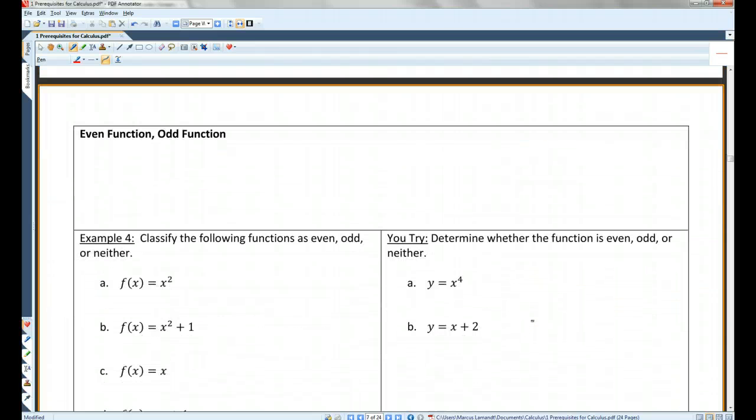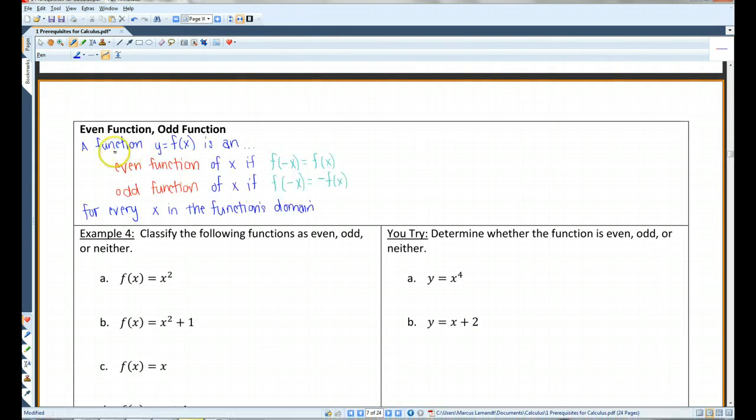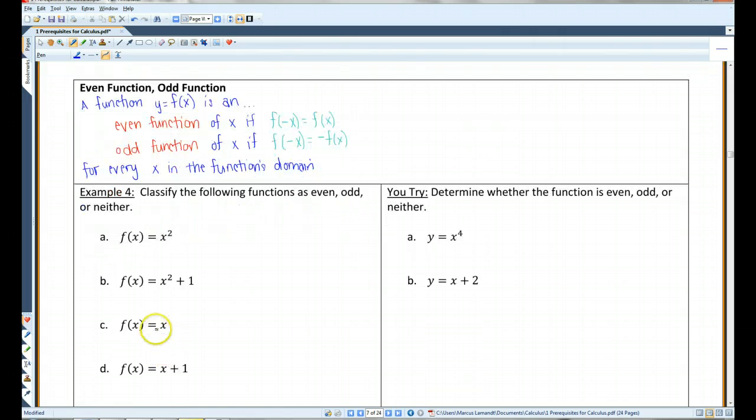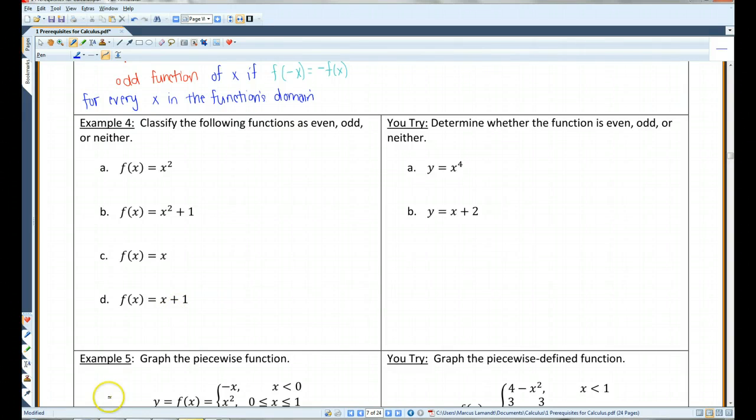Alright, even and odd functions. A function y equals f of x is an even function of x if f of negative x equals f of x. It's an odd function of x if f of negative x equals negative f of x for every x in the function's domain. So, for example, for each of these, we're going to test algebraically whether or not they're even or odd.